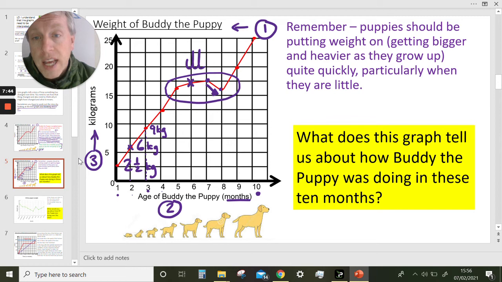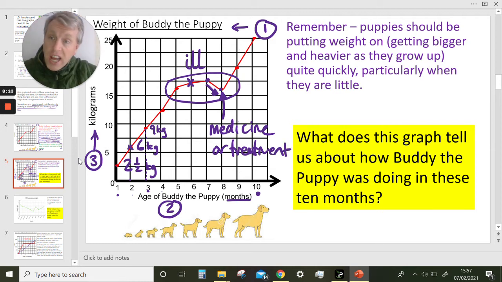Maybe he was ill, or there was some problem that he stopped putting on weight, stopped growing up. Maybe he wasn't getting enough food. Maybe he was ill. Perhaps he got some treatment. Maybe they took him and, I don't know, maybe he got some medicine or treatment here, because we can see that change and he starts to get better afterwards.